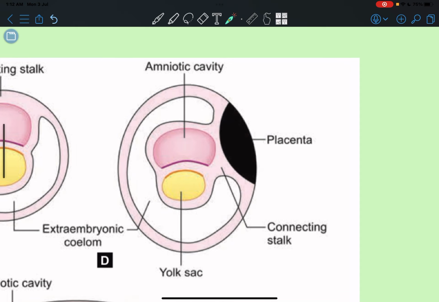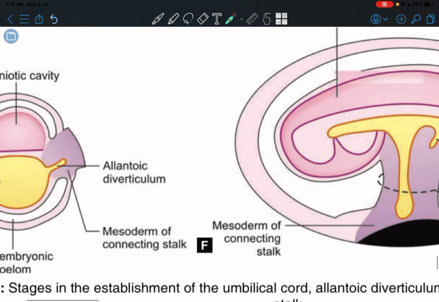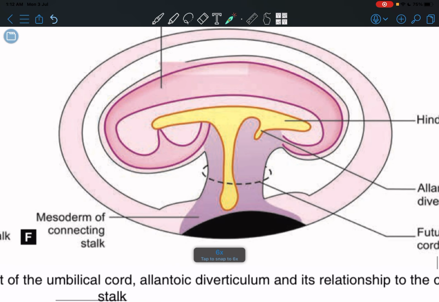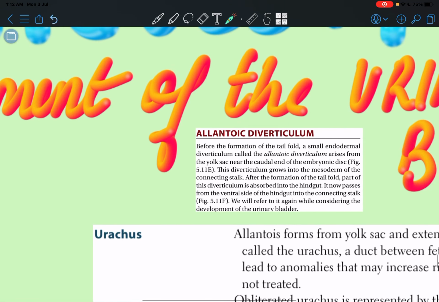So this allantois is basically like a diverticulum, which before the folding, before the tail fold forms, extends from the yolk sac into the connecting stalk, a mesoderm. So that is how the allantoic diverticulum is formed. And then what happens is folding. The tail fold is formed. So this is how it ends up extending from the gut, or specifically the hindgut, into the connecting stalk. So that's basically all for what is allantois.